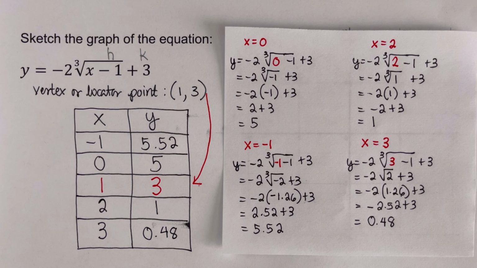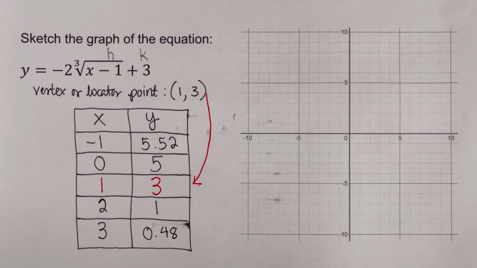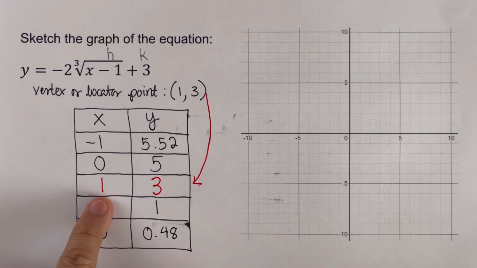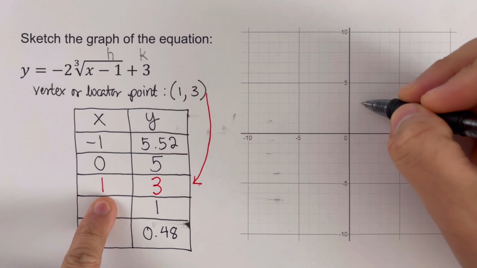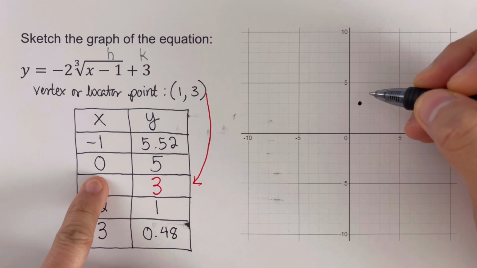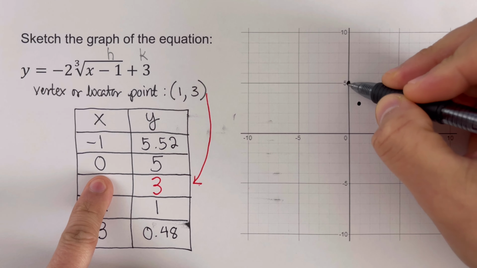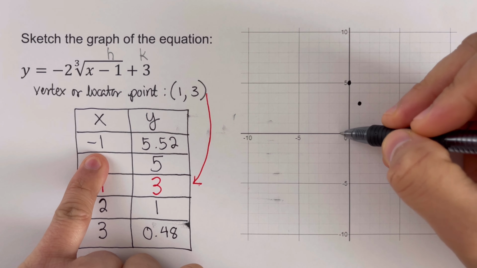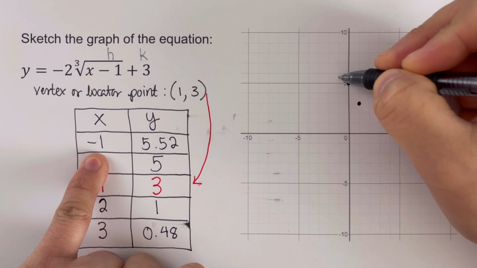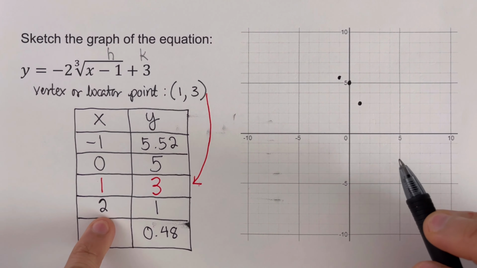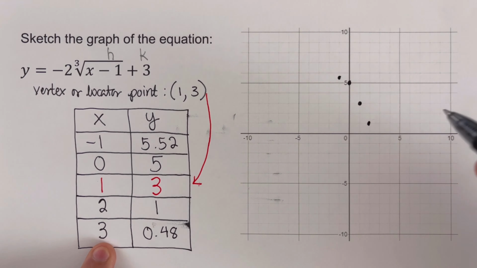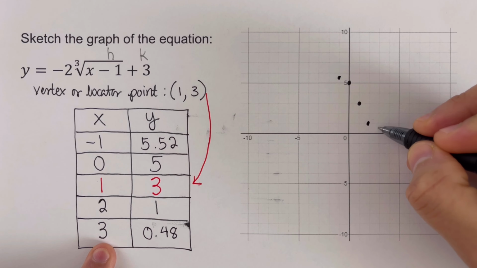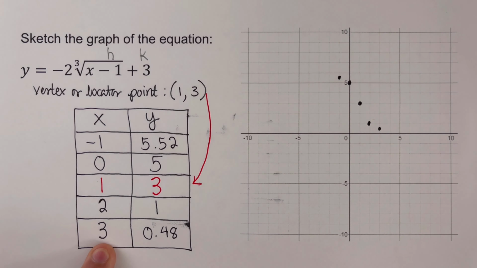Okay, so we've completed the table of values and we have the work down on the side here. So our next step is to sketch the graph. First we are going to plot the vertex, which is at 1 and 3. So it's going to go all the way up here. That's where the vertex is. On 0, it's going to be on 5. And then on negative 1, it's going to be on 5.52. So that should be somewhere around here. And we draw the other way, so 2 goes with 1, so it's going to go here. And then 3 goes to 0.48, so that should be somewhere around here. And so we're now ready to sketch the graph.